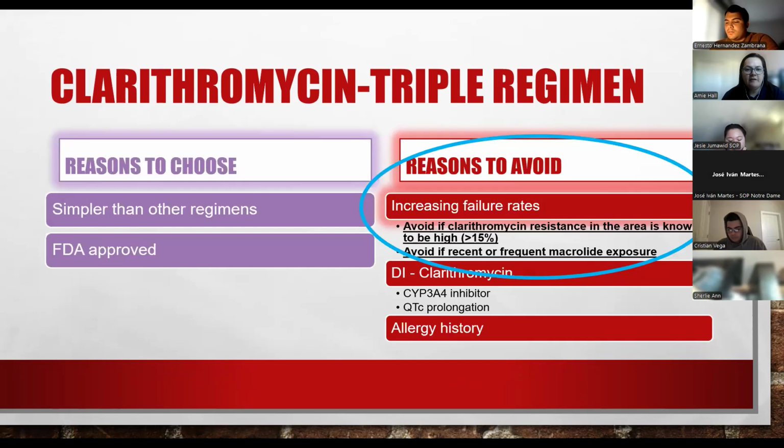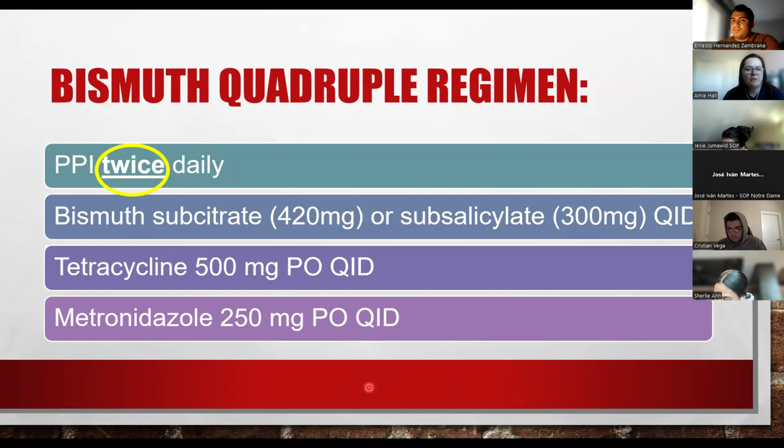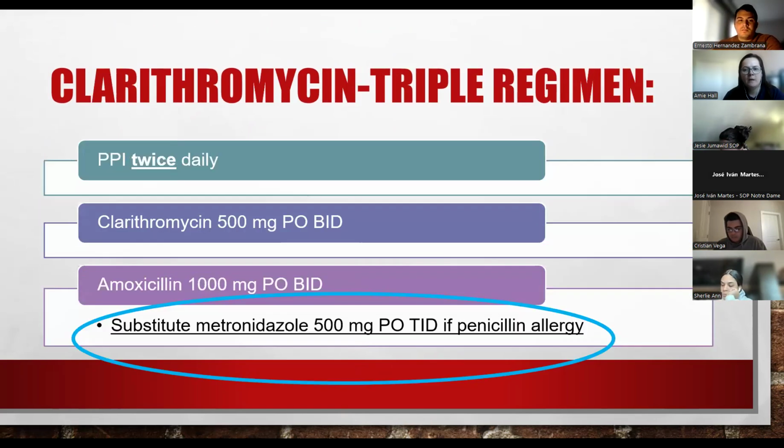One of the benefits of this is, it is simpler than other regimens. We only have 3 drugs and all of them are twice daily, except for the metronidazole, which would be 3 times a day. That's a pretty simple regimen compared to this previous regimen where it has something twice daily and everything else is 4 times daily. Right?